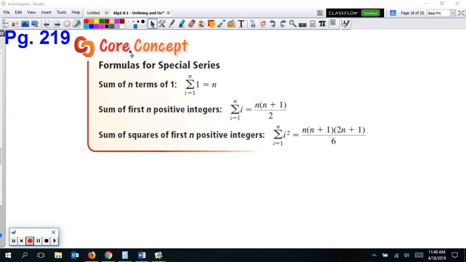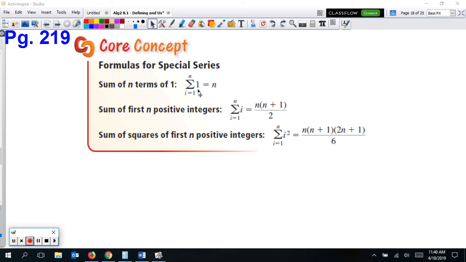On page 219 is this last core concept. It's just a few formulas for some special series. And we might run into one of these as we go through our lesson. As you go through your assignment, you might run into one of these, and you can just use this. But basically, sum of n terms of 1. So if your rule, basically these are the rules, if it's a special rule. So our special rule would just be 1.